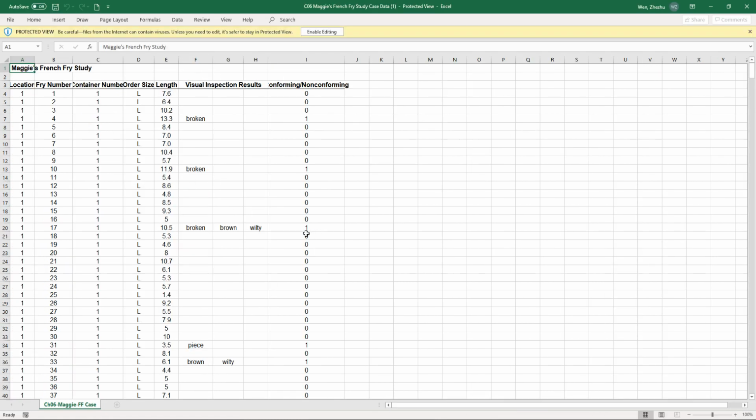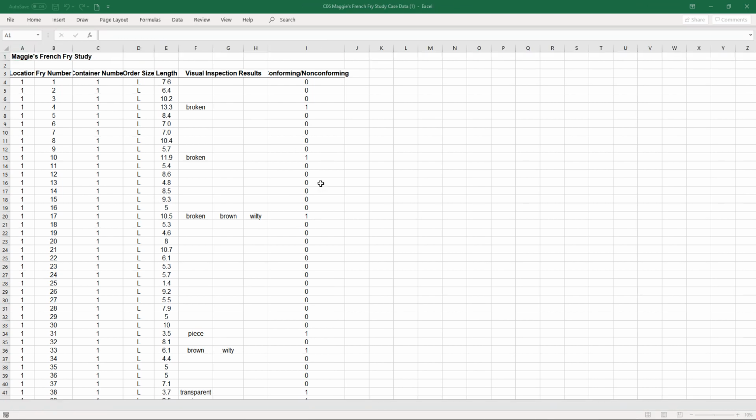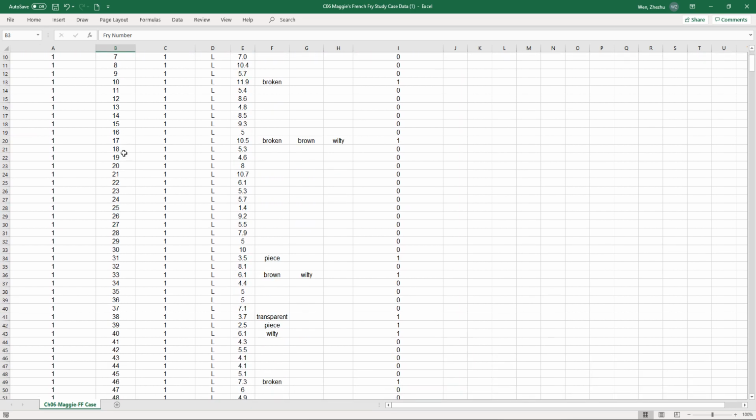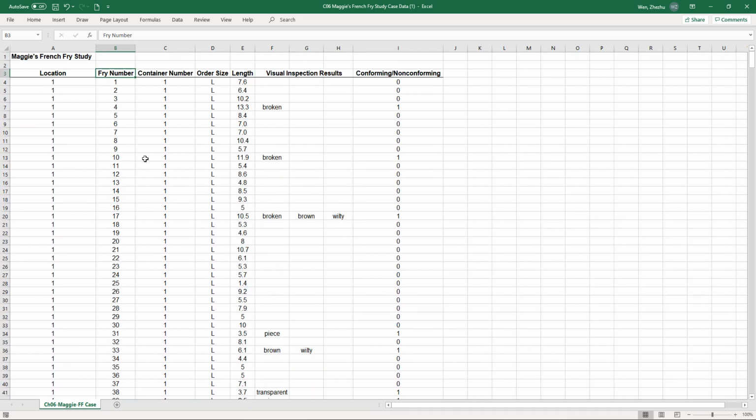I think you will need a little bit more effort in this particular problem since it is asking you to do something that I have not shown in class. If you look at the data, we can take a look at all these variables. The first variable is location, and the second variable is fry number. So basically this person is randomly sampling fries to see the length of the fries, and the proportion of defects and things like that.